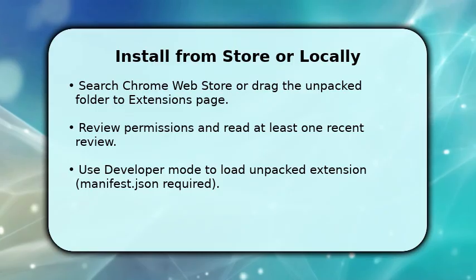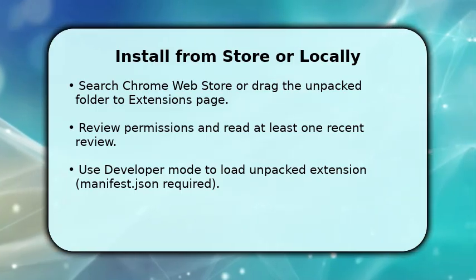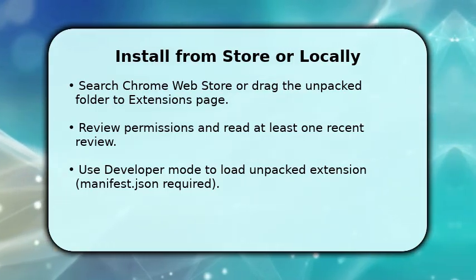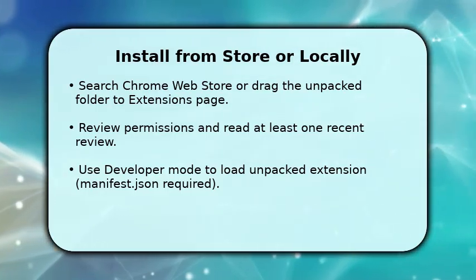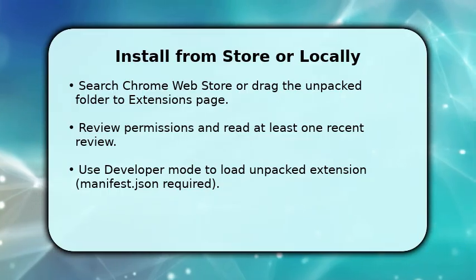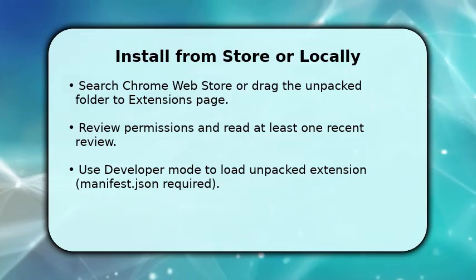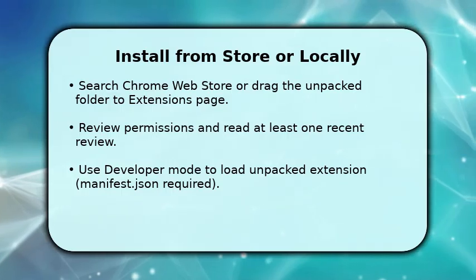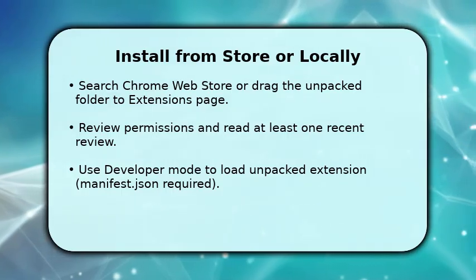If you're loading locally, open Chrome, //extensions, toggle developer mode on, then click Load Unpacked and select the folder containing manifest.json. Be careful. Local installs bypass some store vetting, so inspect code if you can.